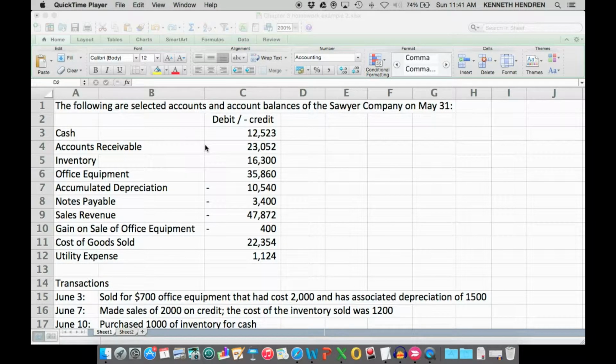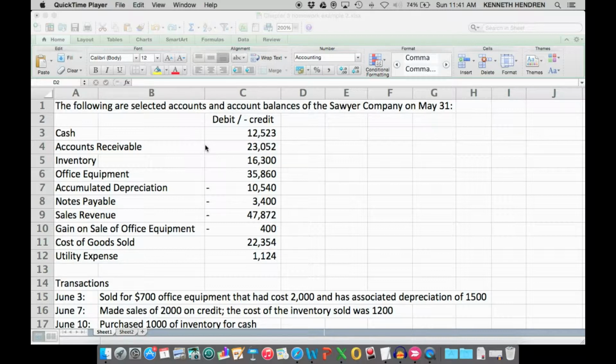Hello accounting students. We are working through a homework problem for the accounting cycle chapter. This homework problem is going to show you how to post journal entries and post to the accounts. We have the selected information and account balances of the Sawyer Company on May 31st.